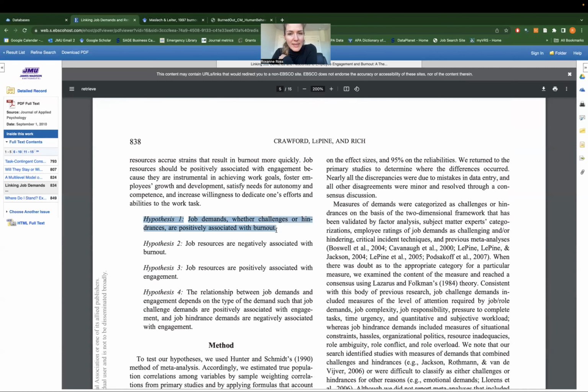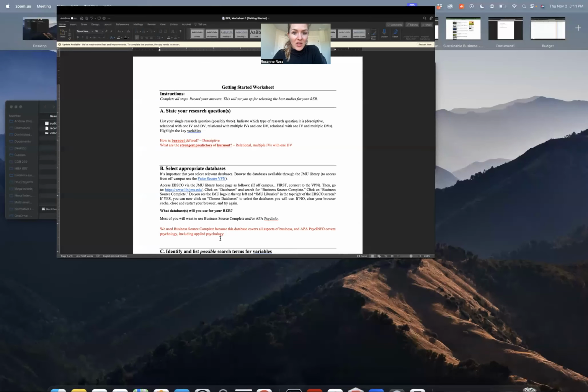Importantly, we would want to see in the hypotheses that they propose that the outcome variable we're interested in is in the hypothesis. So they're predicting your outcome variable, much like you are stating it in your research question. So in this case, burnout is the outcome variable, and they're saying job demands, both challenges and hindrances, are positively associated with burnout. That's their estimation of what's going to happen. Then they say that job resources are negatively associated with burnout. Okay, great. That matches up with our research question.